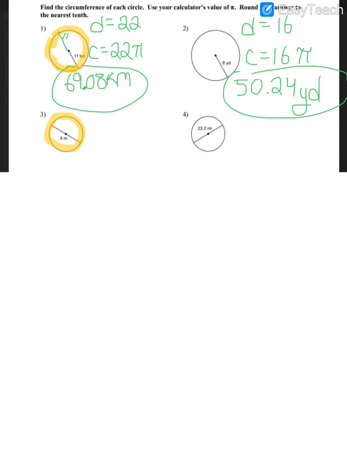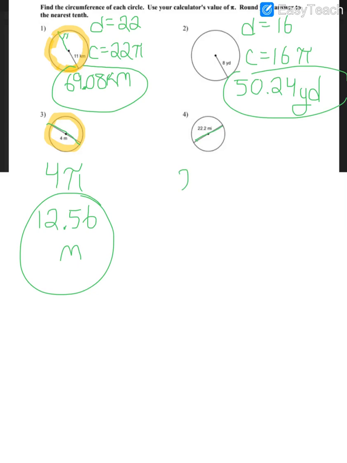In problems 3 and 4, you'll see the diameter, the whole thing, is already labeled. So for number 3, all you have to do is 4 times pi. So 4 times 3.14 is 12.56. In this case, it's meters. And same thing in number 4, diameter is already labeled. So we're going to do 22.2 times pi, or 3.14, which gives us 69.708, or you could round to the hundredth, and you would say 69.71 miles.